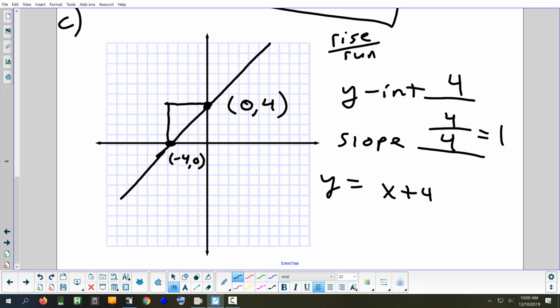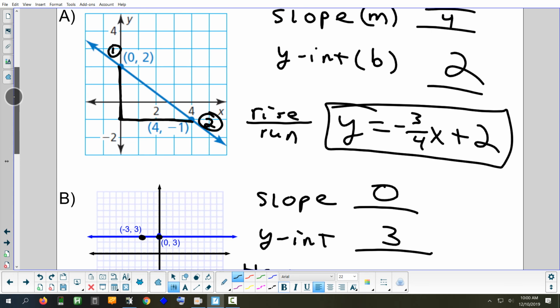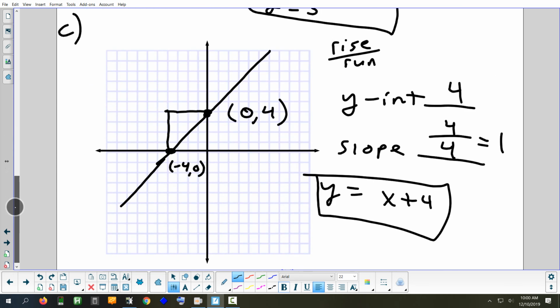Perfect. How come you didn't put 1x? Or is that the same thing? That's the same thing. If you put x plus 4, 1x plus 4, doesn't matter. Right? But I just wanted to show you guys a positive, a 0, and a negative. That's one of each.